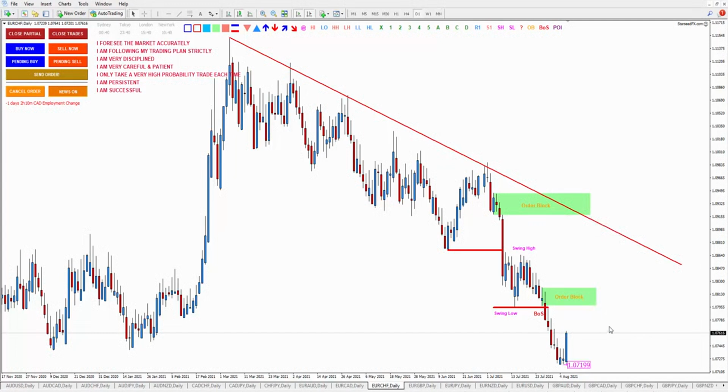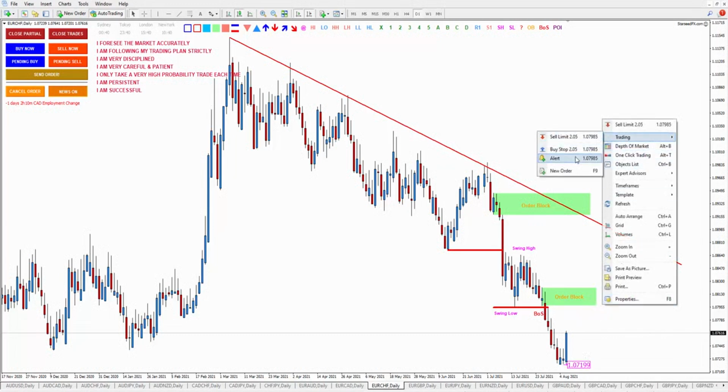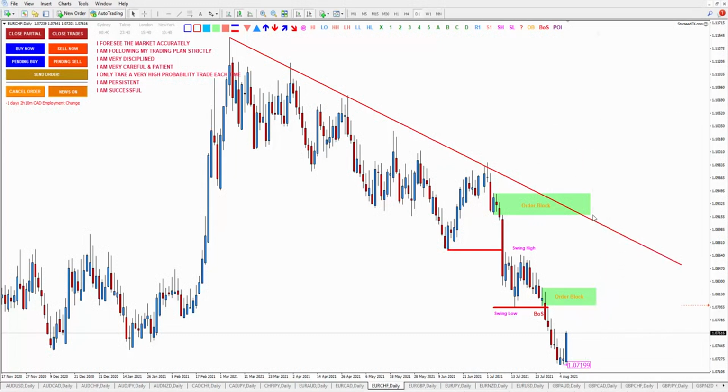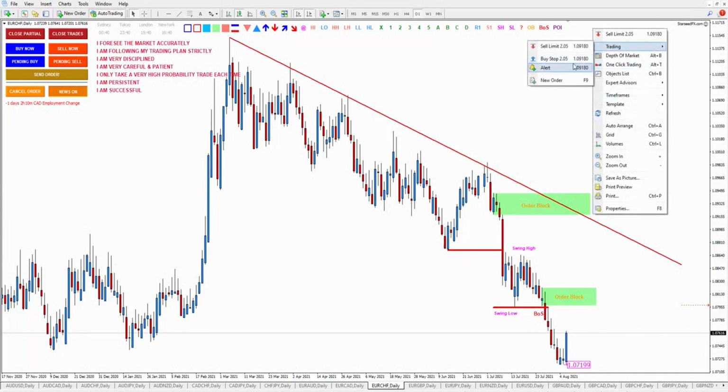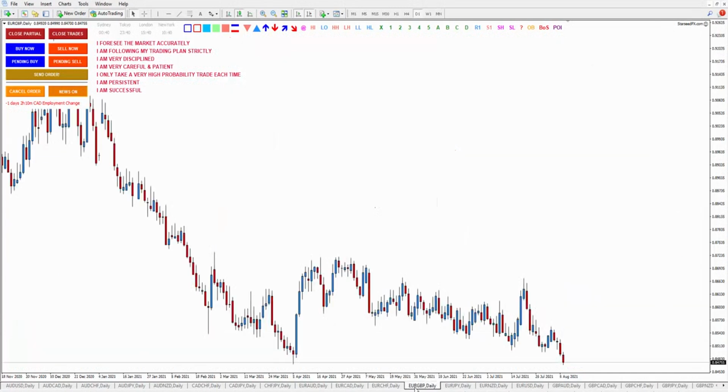Probably just touch this one and then go higher over here later. You just set up the alert around here, okay? This is a very important area here and also here, so you can place two alerts here. All right, now let's go to Euro Pound.